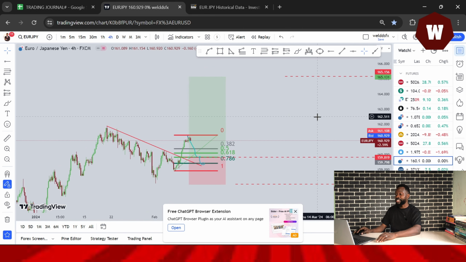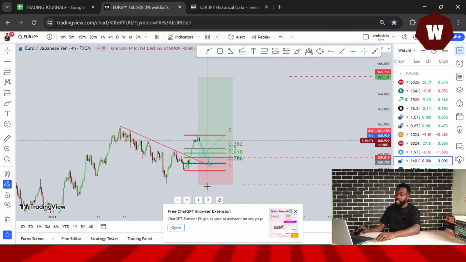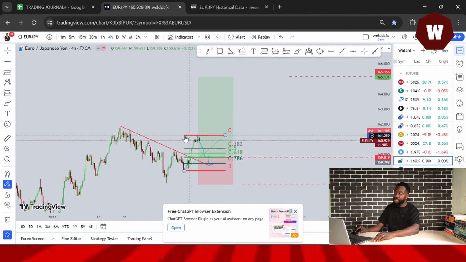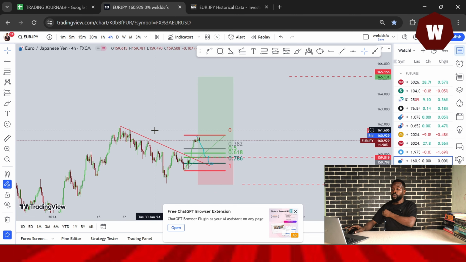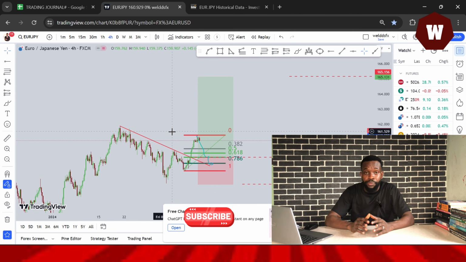But what you need to understand when you're using this method, once the trade moves in your favor and breaks this support level, you will move your stop loss to break even and watch for the trade to hit your take profit target.